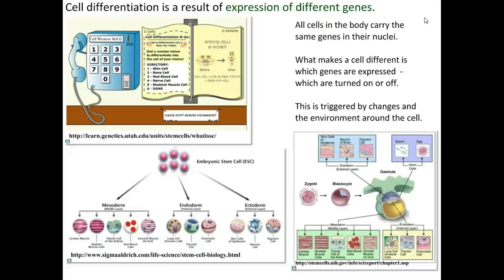So here's another big idea. All cells in your body carry the same genes in their nuclei, except for your sperm and your egg. So what makes a cell different is which genes are expressed or turned on and off, which also, if you think back to a previous unit, means which genes are coding for mRNA and therefore protein, and which are not. So I kind of think of it as each cell in your body is carrying the entire series or volume of the Encyclopedia Britannica, but each kind of cell is only reading one book for instructions. And this is triggered by changes in the environment around the cell. Sometimes it's even the order in which the cells are aligned and which cells are their neighbors, which is kind of an interesting idea.